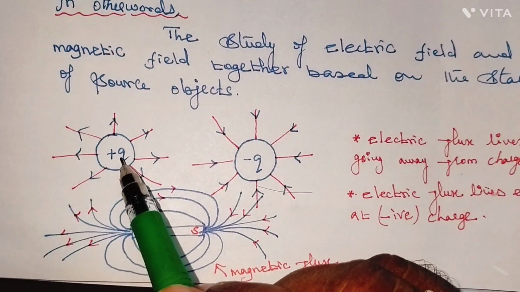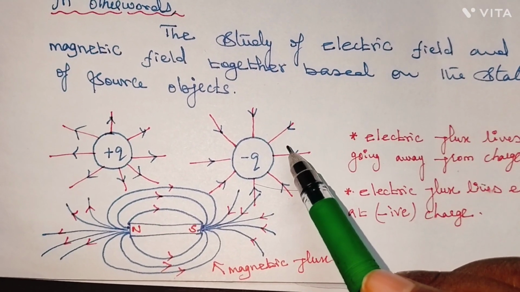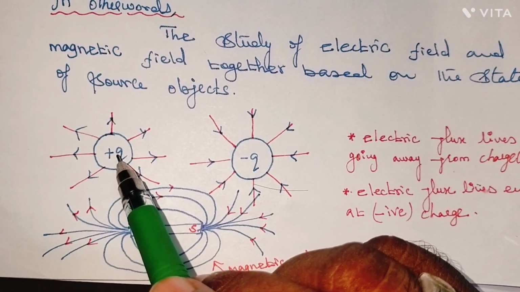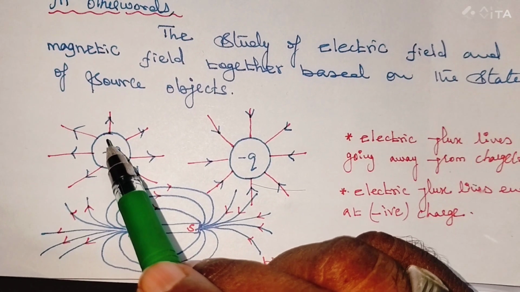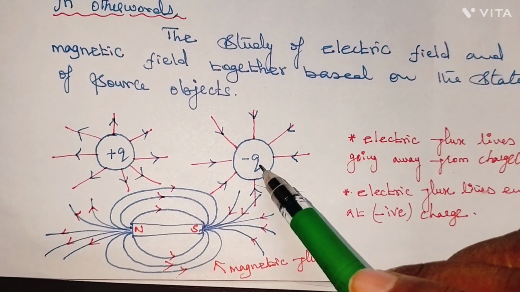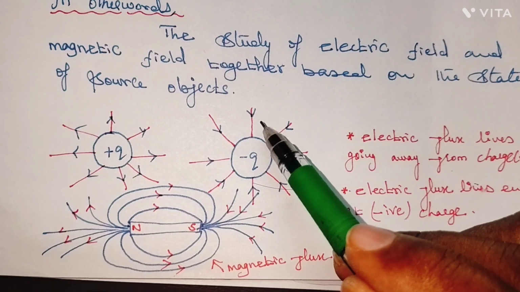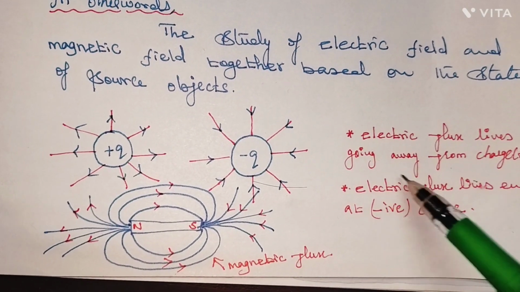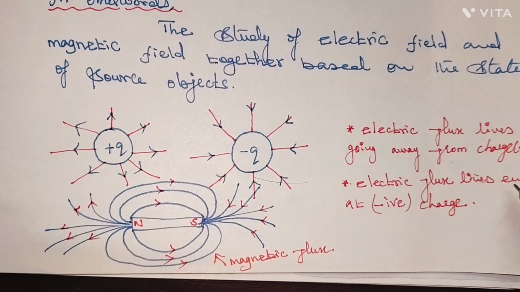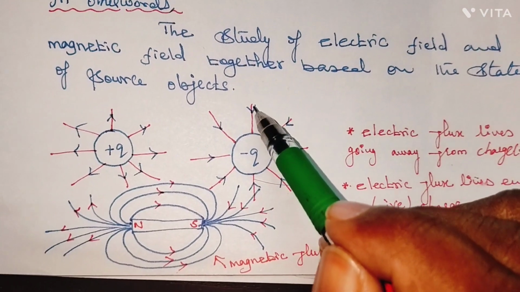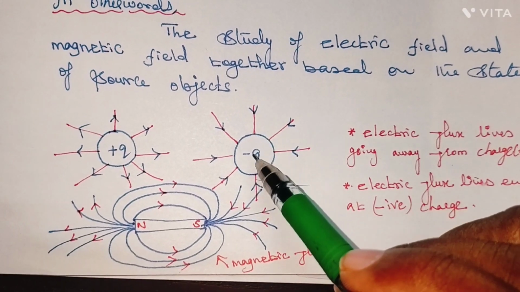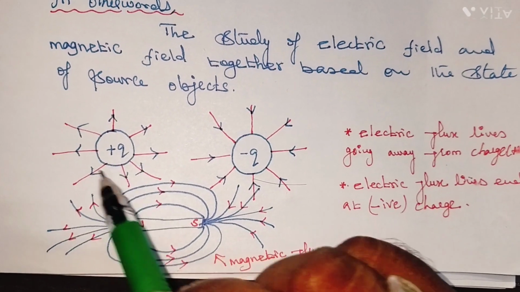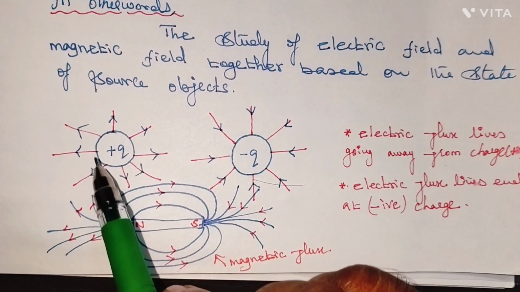So this is the positive charge and this is the negative charge. First of all, we discuss the electric charges. Here the positive charges are moving away from the center, and here the negative charge ends on the inner side. So these are the two sides. The electric flux lines go away from the positive charge and the electric flux lines end at the negative charge. So this is the electric field.